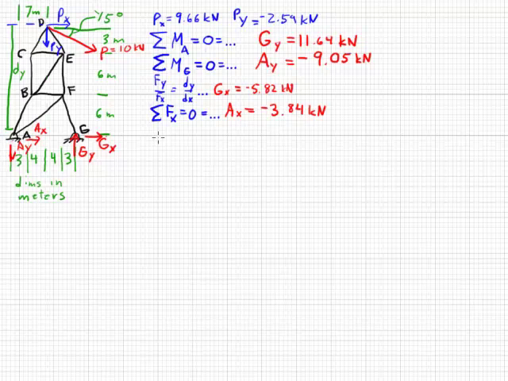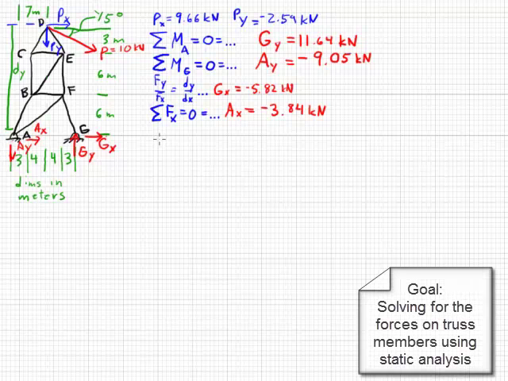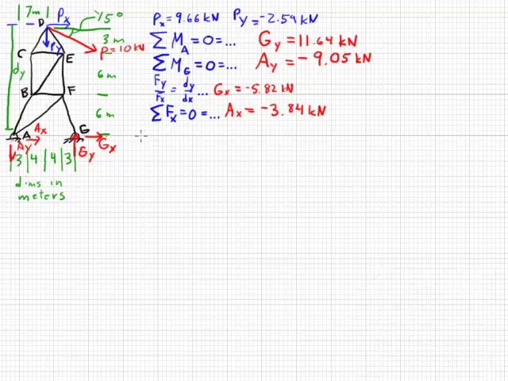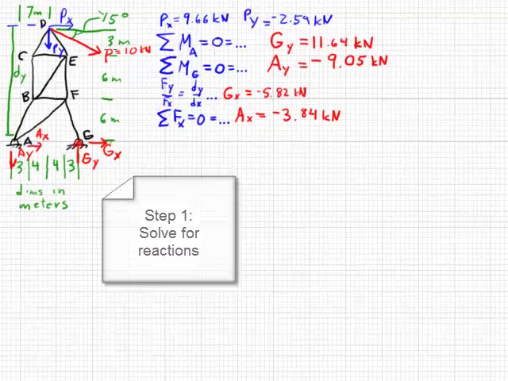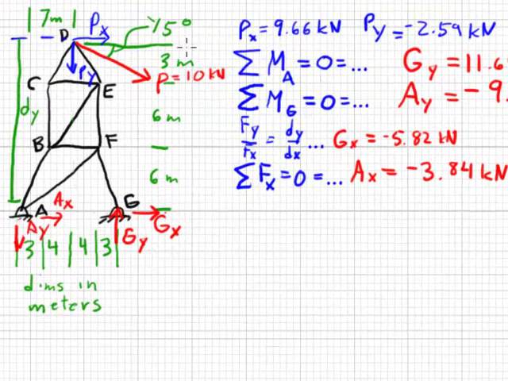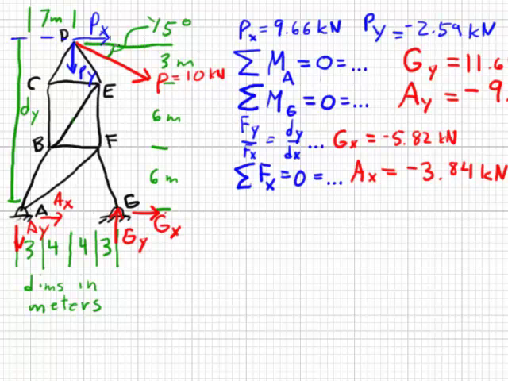The following problem shows how to solve for the forces on members in a truss in two dimensions. The first step is to solve for the reactions. The load on this truss is up here, a force P of 10 kilonewtons at minus 15 degrees with respect to the positive x-axis. This is applied at point D up here.